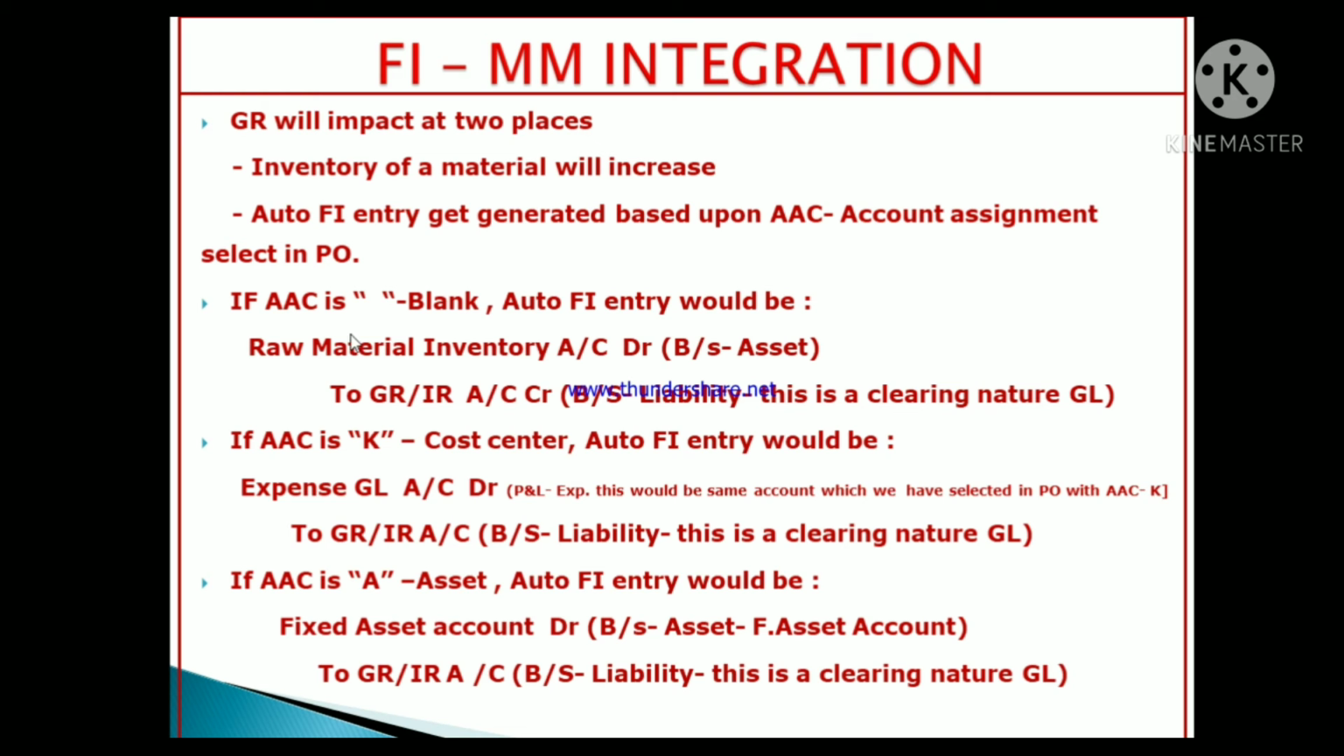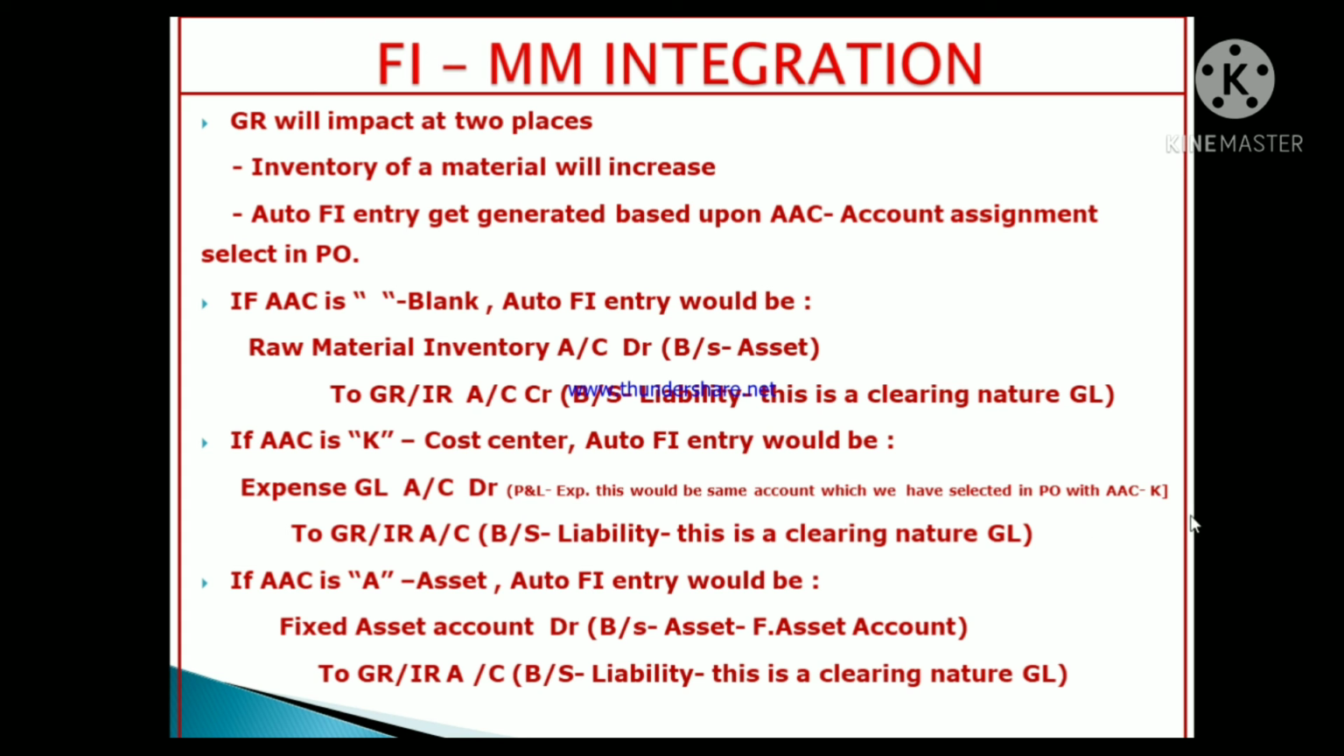Next, if AAC A is selected, A means asset, in your PO. If AAC is selected A, what is the automatic FI entry that will be generated? Here the entry will be: fixed asset account will be debited and your GRIR account will be credited. The same GRIR account is your clearing nature GL and your fixed asset account is your asset nature GL in the balance sheet.